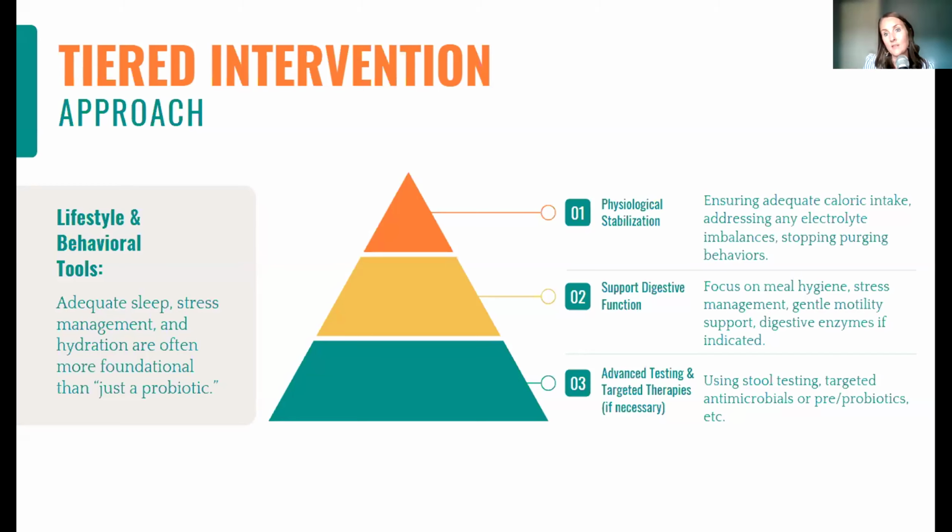Then we can support digestive function, and sometimes these things go together. So we can focus on meal hygiene, we can work on managing stress, we can support motility very gently. Things like ginger, digestive bitters are really easy things to implement, digestive enzymes if needed and indicated. Then you can get to the fancy stuff.